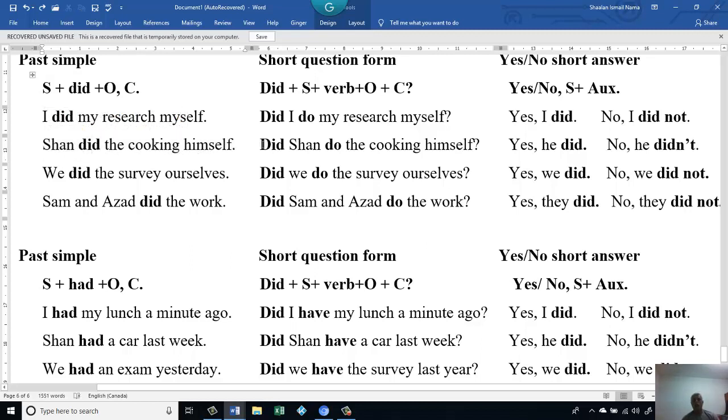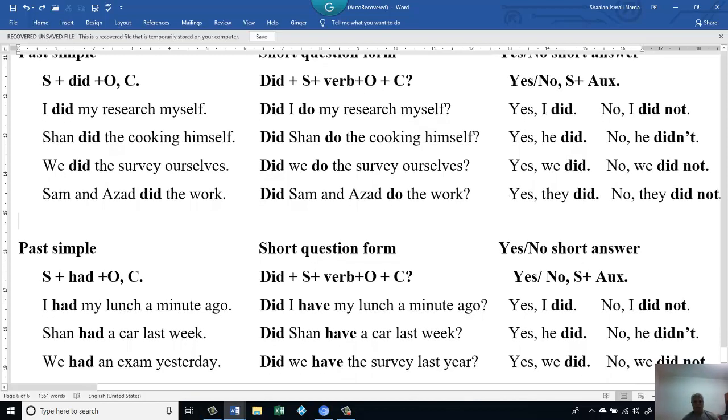To make a question, we say, did Shan do the cooking himself? Yes, he did, or no, he did not. Or you could say yes, Shan did, or no, Shan did not. Same thing we have here. All the sentences are the same.